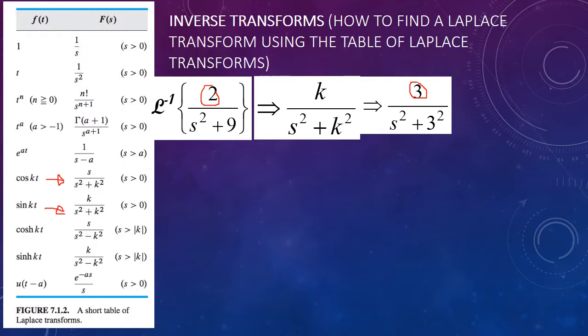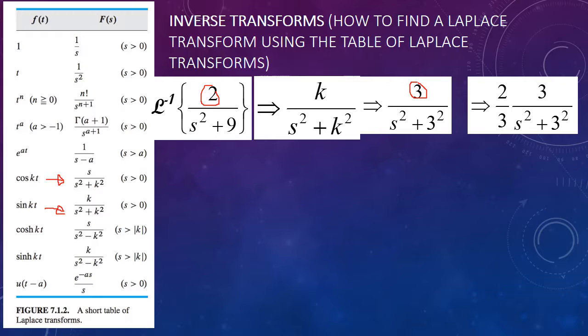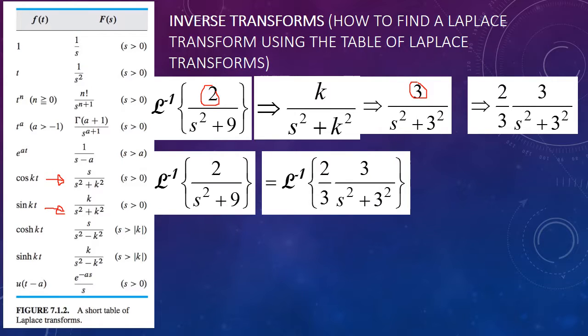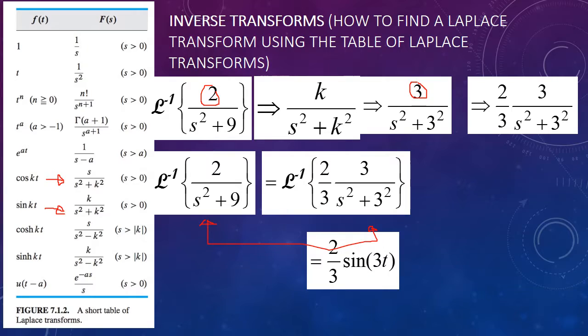So what I'm going to do is multiply by a factor of 2/3. And that should give me the expression I have over here. So these two things are equivalent. They're just written in a different mathematical representation, so I can apply my inverse Laplace transform. I can factor out the 2/3 and then use the sine, so it should be 2/3 sine of 3t.